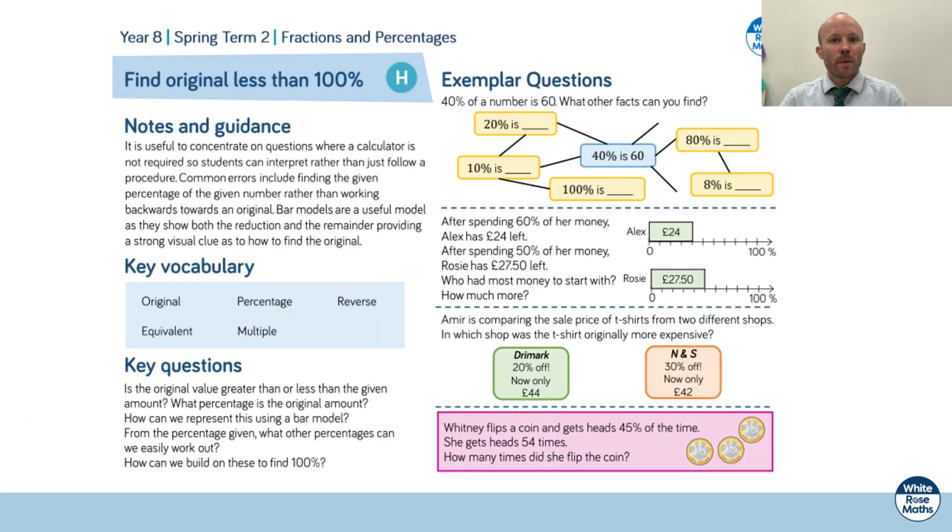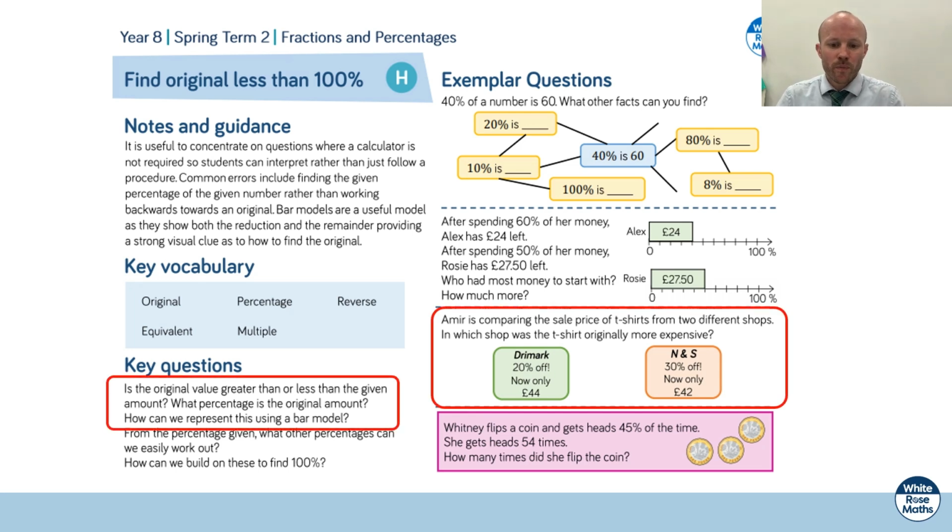This is what that step looks like on the scheme of learning. And we'll focus towards the end of the video on this exemplar question, and throughout the video on these key questions. Is the original value greater or less than the given amount? And what percentage is the original amount? And how can we represent this using a bar model?